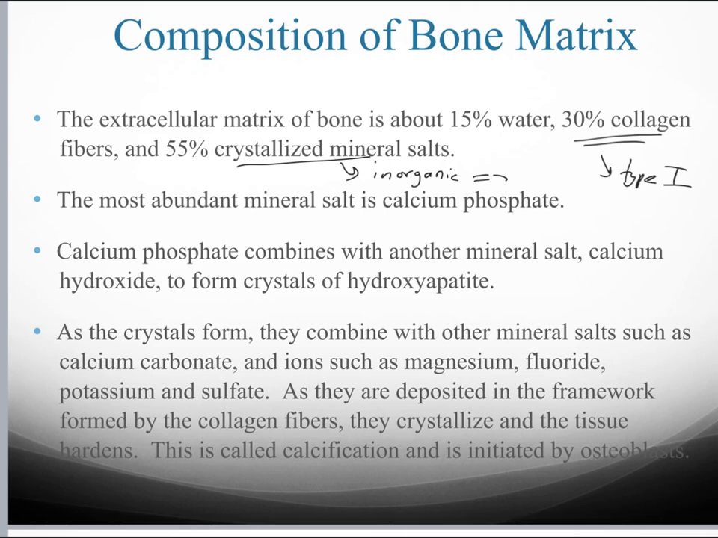As the crystals form, they combine with other mineral salts such as calcium carbonate and ions like magnesium, potassium, sulfate, and fluoride. They end up being deposited into the framework, which is formed by those type 1 collagen fibers. They crystallize and the tissue hardens. This is called calcification or ossification, and it is initiated by those osteoblasts, those bone-building cells.